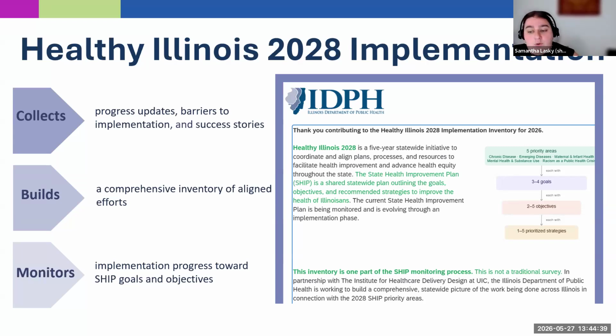The inventory is an annual request for information sent to state and local organizations working on SHIP priorities. It asks respondents to describe their current work aligned with the 5 priority areas, the goals, objectives, and strategies. And the inventory collects progress updates, barriers to implementation, and success stories that illustrate real world impact. The inventory will work to build a compilation of efforts aligned to the SHIP to coordinate and amplify work that's already happening across Illinois and inform the next SHIP.